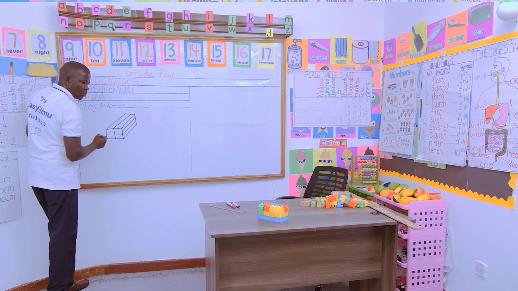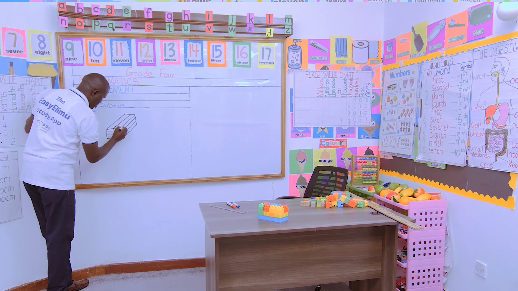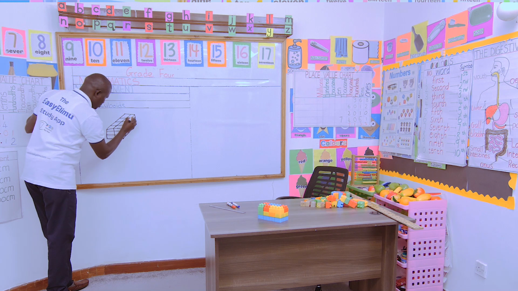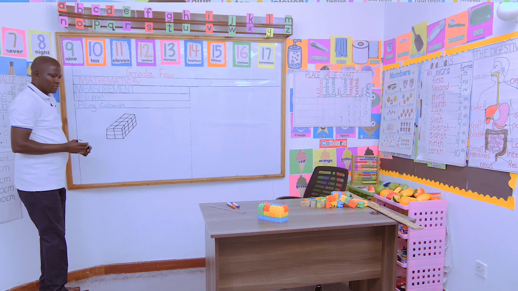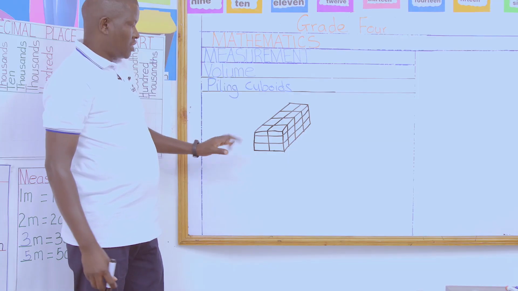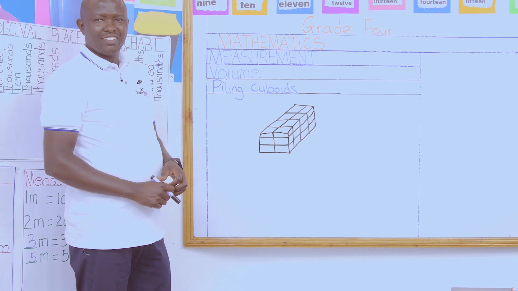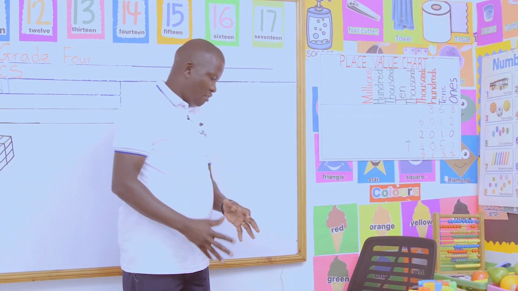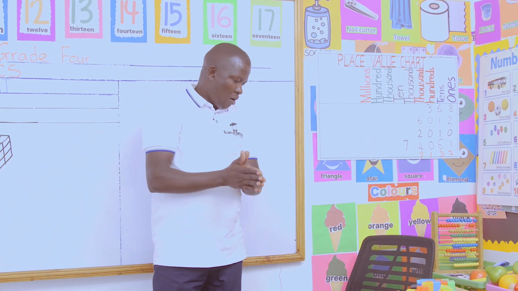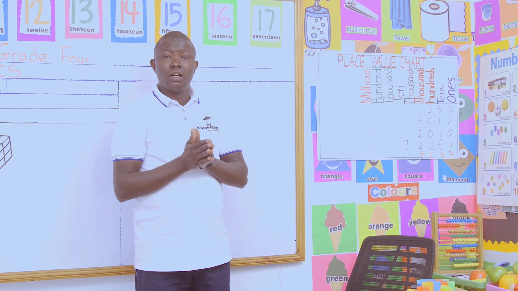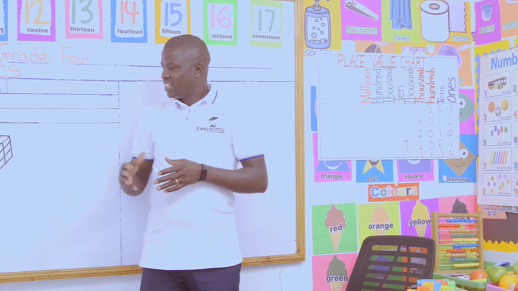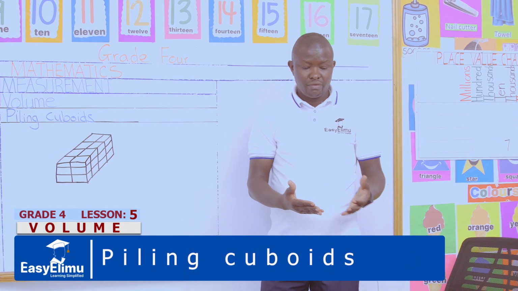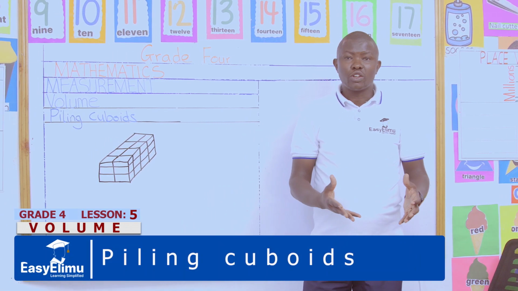Those are the layers that we have arranged on our table. And this is how we form a pile of cubes, a pile of a cuboid. This is how we arrange cubes to form a cuboid.